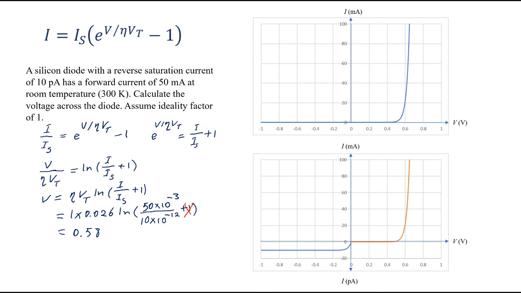But if you ask at which voltage we have the current of minus 50 picoamps, you cannot find any answer. The current in reverse is limited or saturated to minus IS. We can't have any current more negative than minus IS, in this case minus 10 picoamps. However, for currents within the range, you can find the voltage. For example, if the current is minus 5 picoamps, the voltage is calculated as minus 0.018 volts.